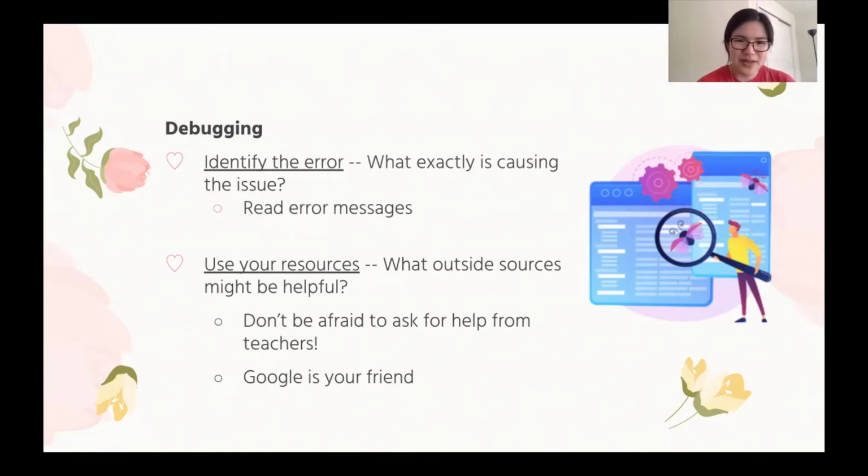So the first part of debugging is to identify the error. What exactly is causing the issue? This can be the hardest part of debugging. The first thing I recommend is to read the error messages. Java isn't trying to trick you with compiler error messages. They aren't being tricky on purpose. A lot of Java error messages, once you understand how to read them, make it very easy to identify where your code went wrong.